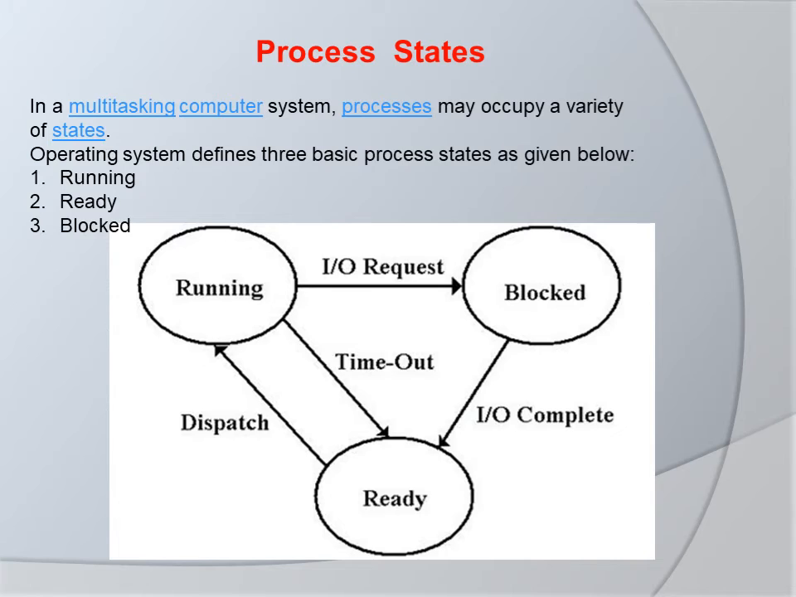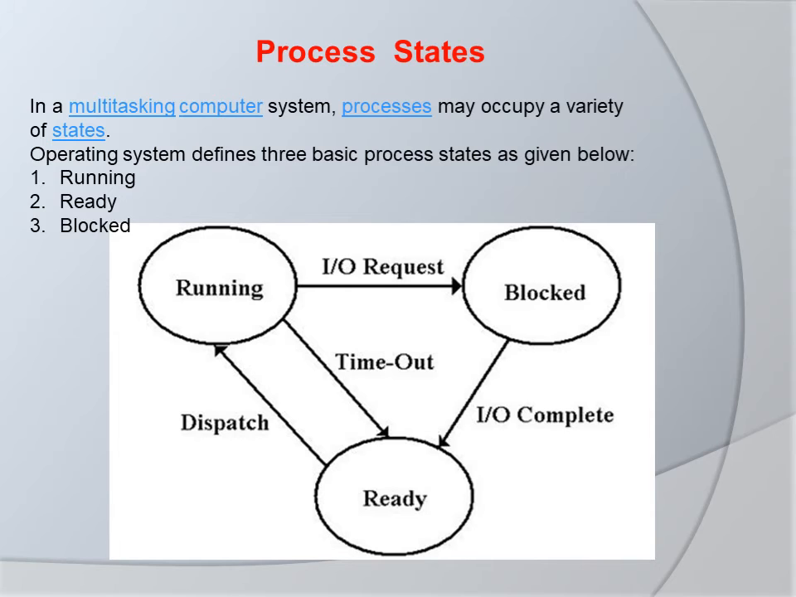Now we'll discuss the process states. There are different states of a process. In a multitasking computer system, processes may occupy a variety of states. The operating system defines three basic process states as given below: first, running; second, ready; and third, blocked.